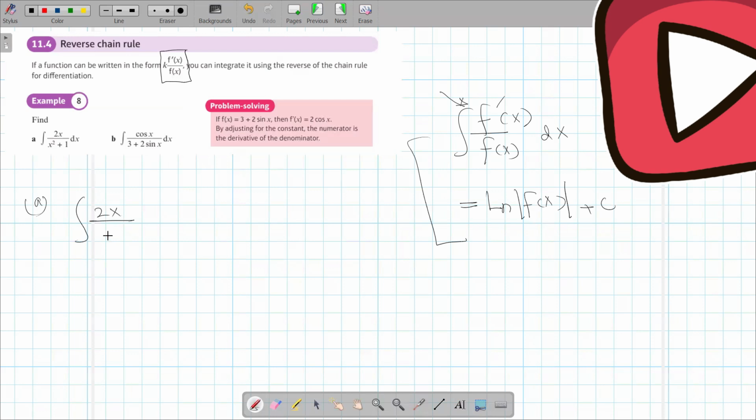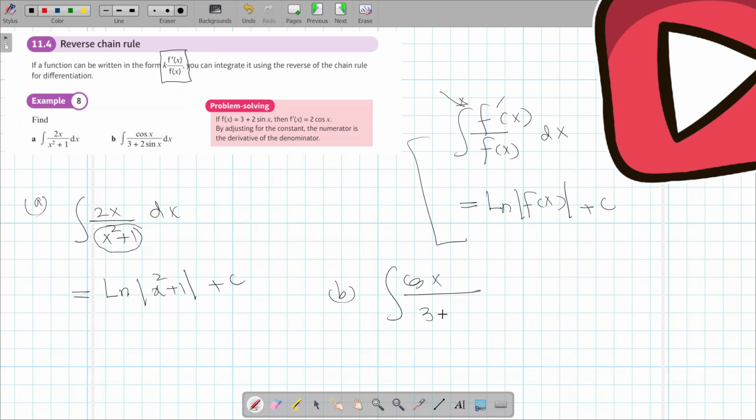So let's do part A. It's 2x divided by x squared plus 1. So what is the function here in the denominator? x squared plus 1. What is the derivative of x squared plus 1? It's 2x. So simply you will write that the antiderivative is log of x squared plus 1 plus c, nothing else.